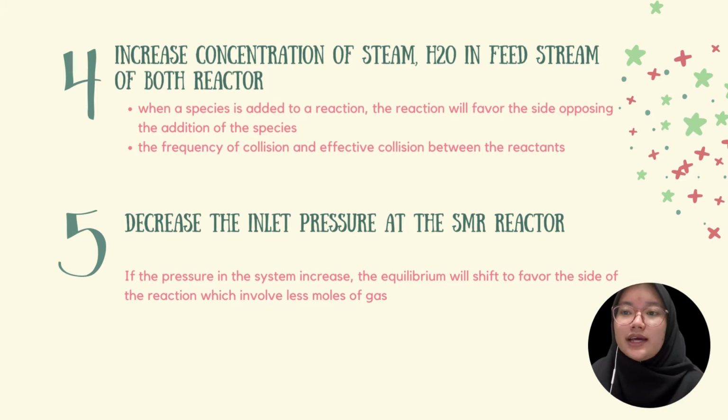of the species. And the last strategy to maximize the selectivity and yield of hydrogen is by decreasing the inlet pressure at the SMR reactor. This is because if the pressure in the system increases, the equilibrium will shift to favor the side of the reactor which involves fewer moles of gas. And from the chemical reaction equation at the SMR, the product side has fewer moles of gas compared to the reactant side. Hence, the equilibrium of the reaction will shift to the right.